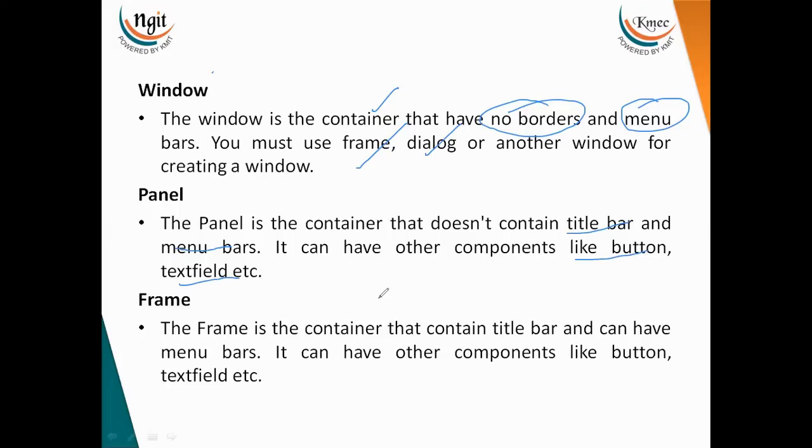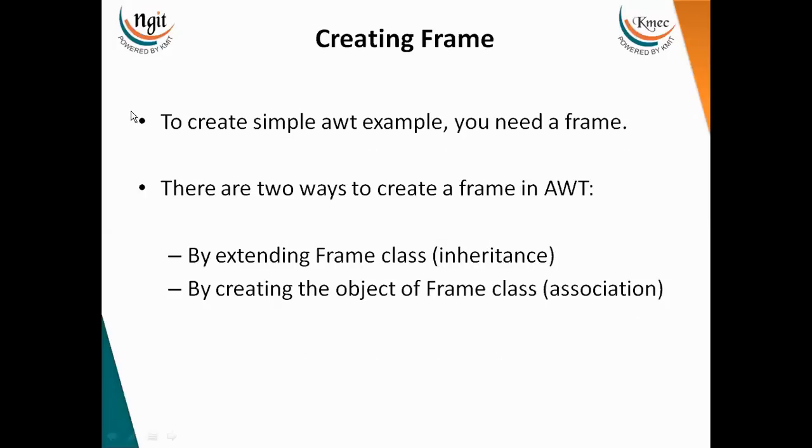When it comes to a frame, this is also another container. It contains the title bar and it can have the menu bars as well, right? It can have other components like button, text field, label, and so on. In the sense, if you want to create a GUI screen, you can implement it through the frame. So how to create the frame? Beta, very simple. You can create the frame in two different ways, that is either by extending the frame class or by creating an object of the frame class. These are the two ways to create the frame, right? I will cover it in the example, don't worry.